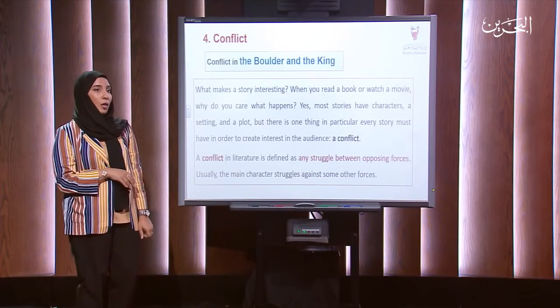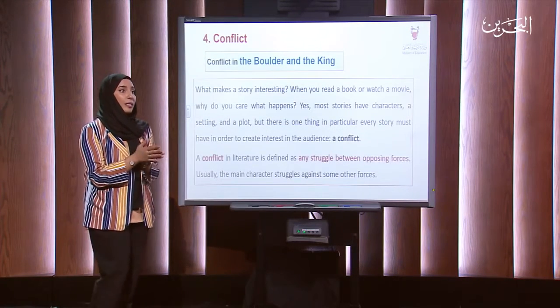Conflict. Conflict, in short, is the problem. So if there is no conflict, there is no plot. So here, it's the suspense. It is something that a person struggles to overcome.